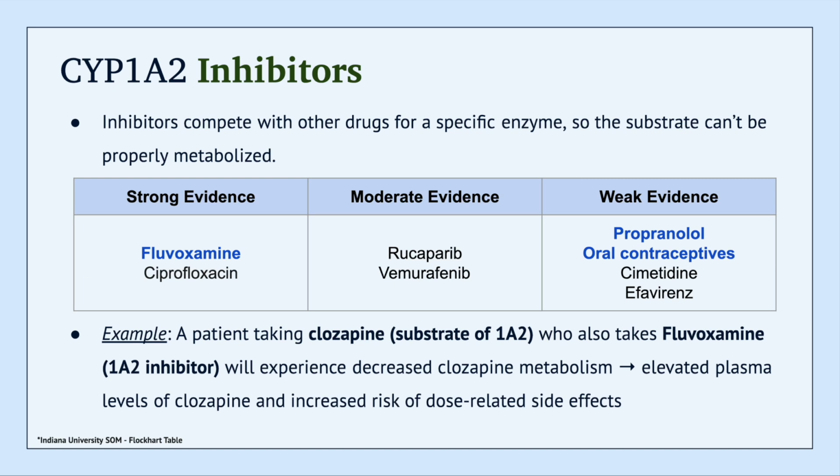An example here would be a patient taking clozapine, which we just said is a substrate of 1A2, who's also taking fluvoxamine. Fluvoxamine, brand name Luvox, is a 1A2 inhibitor. And so what happens is the patient taking these medications will have decreased metabolism of clozapine. So they'll have elevated levels of that clozapine, and as a result, they can experience dose-related side effects. And that includes everything from ileus and constipation to agranulocytosis and myocarditis.